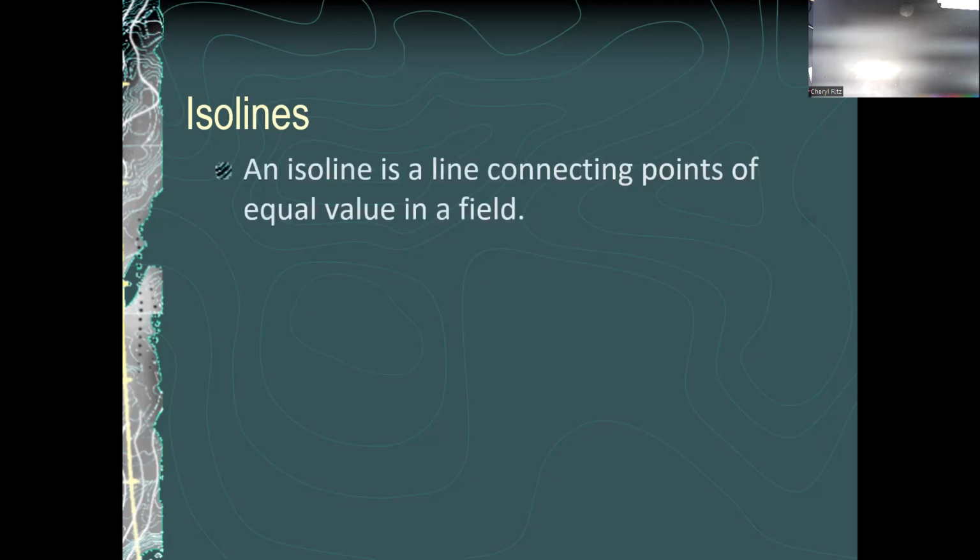lines. An isoline is a line that connects points of equal value in a field. So anything that's the same, an isoline will connect them. Again, this is like a generic term. Any line that connects equal values is an isoline.